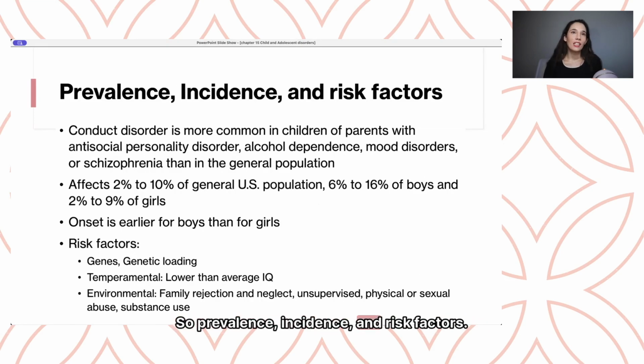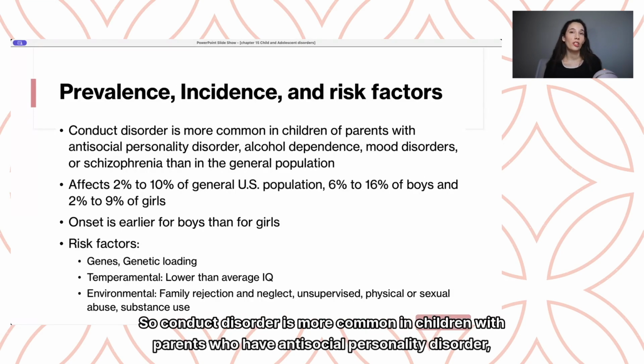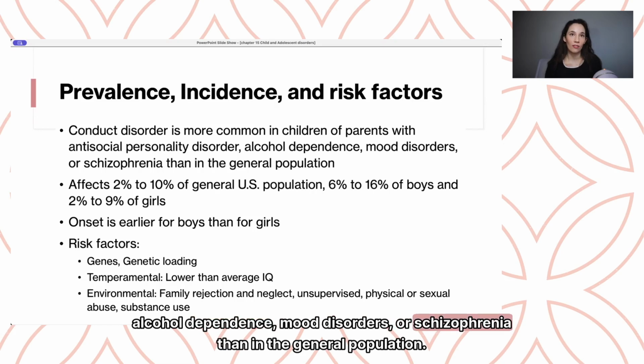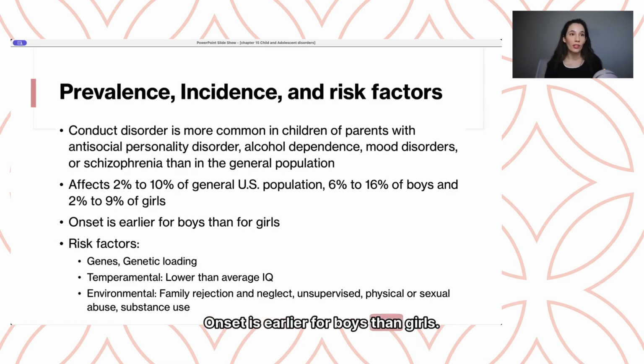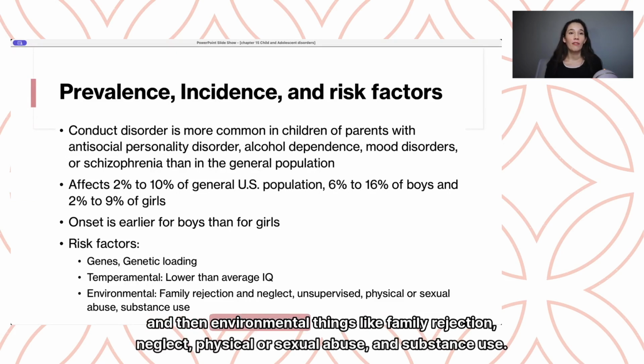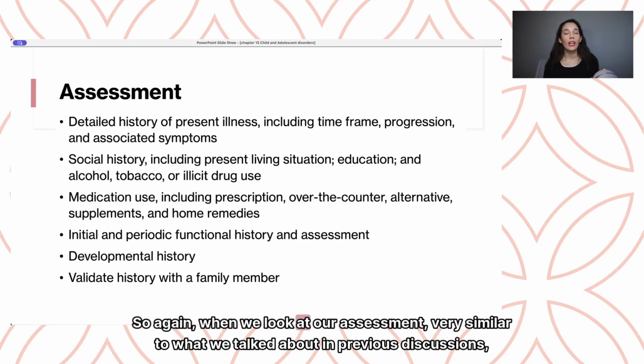So prevalence, incidence, and risk factors. Conduct disorder is more common in children with parents who have antisocial personality disorder, alcohol dependence, mood disorders, or schizophrenia than in the general population. It affects 2 to 10% of the general population, 6 to 16% of boys, and 2 to 9% of girls. Onset is earlier for boys than girls, and risk factors include genes. Typically, they'll have a lower than average IQ, and then environmental things like family rejection, neglect, physical or sexual abuse, and substance use.